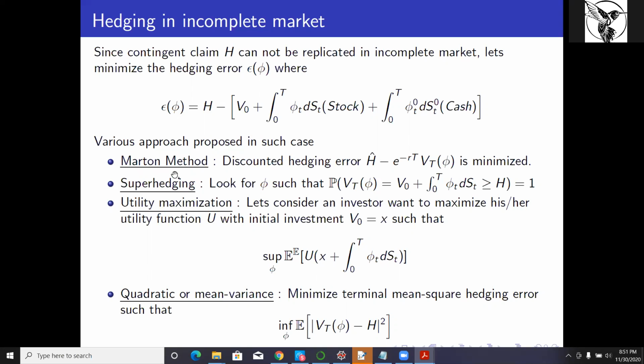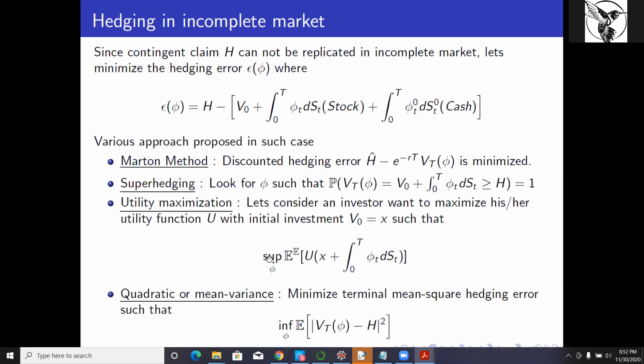One approach was developed by Martin. It's called the Martin method, where Martin considers the hedging error as the discounted payoff and portfolio value. So he's taking discounting and then trying to minimize the discounted hedging error. This hat denotes the discounted value.